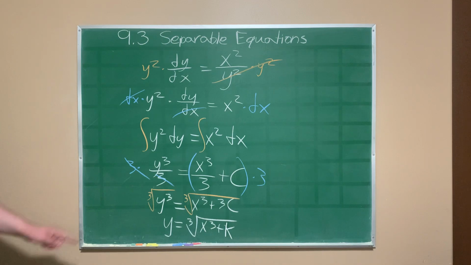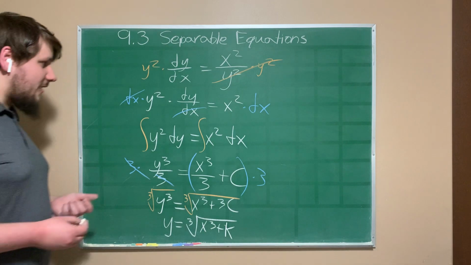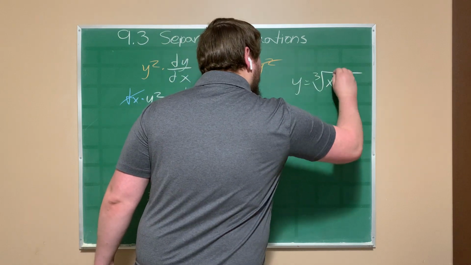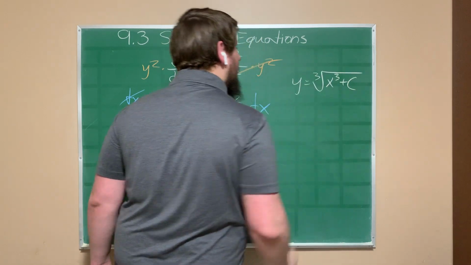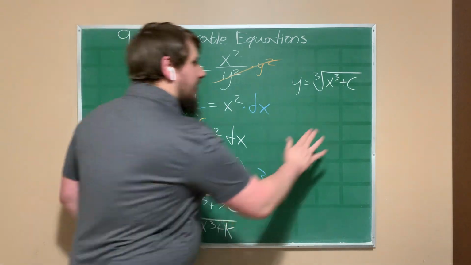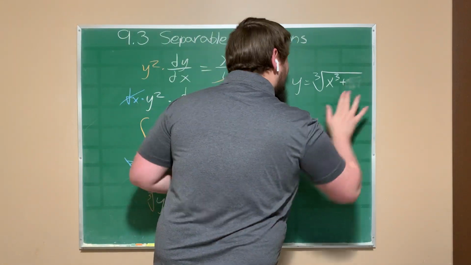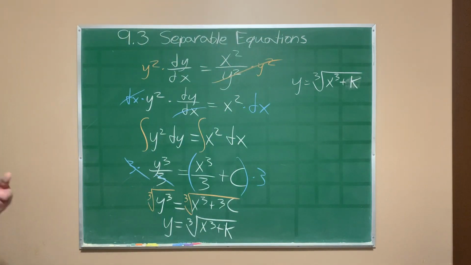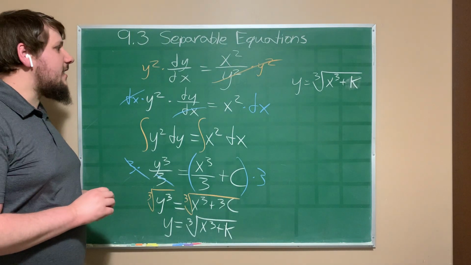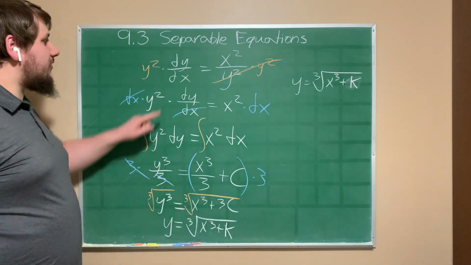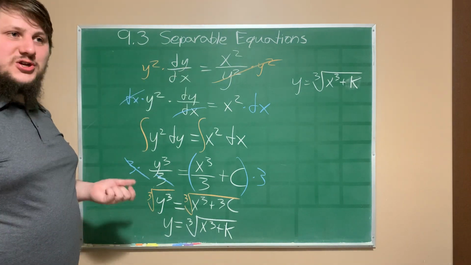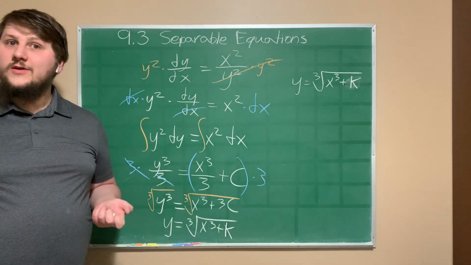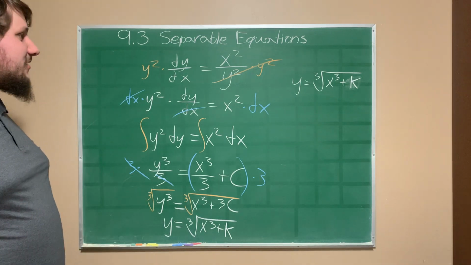And so now what this is saying is that if I have the function y equals the cube root of x cubed plus c, or sorry, plus k, immediately getting it wrong. There we go. If I have y equals the cube root of x cubed plus k, that should have the qualities of this original expression here. We can check and make sure that this is true. It's always good when you're solving equations to check and make sure that your answer makes sense.